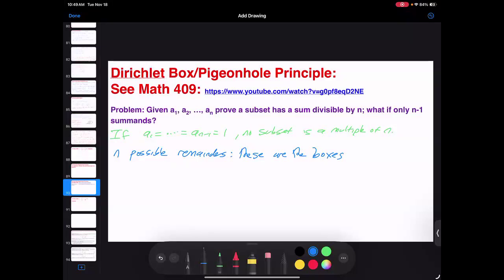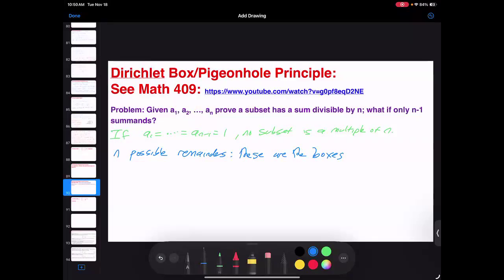How many subsets are there of a1 through an? I give you n numbers. How many subsets can you form? N factorial. No, 2 to the n, not n factorial. N factorial is the number of ways to arrange them. For each number, I either take it or I don't. So there are 2 to the n possibilities. But I throw away taking nothing, so there's 1 less than 2 to the n possibilities.